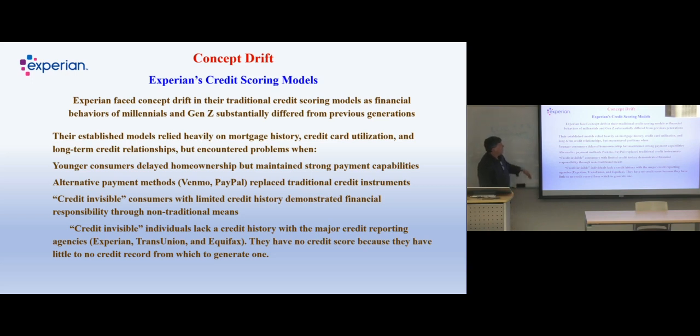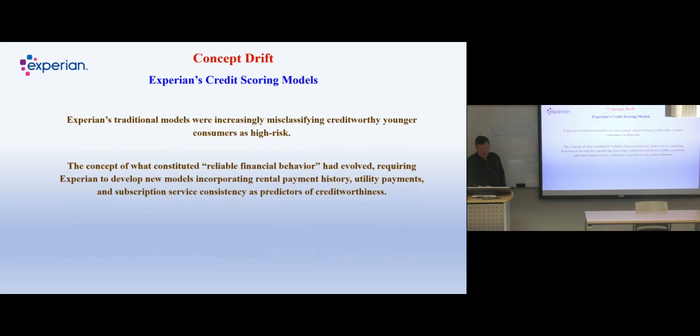But this is an interesting look at generational problems. I had not thought about it until I saw that. And they were absolutely misclassifying you guys as younger consumers, high risk. So look what you had to do. You got new models: rental payment history, utility payments. I had not thought about that. Y'all have utility in your name, or do your folks keep it in their name? Just curious. And then subscription service consistency. Every one of you has subscriptions, and I had not thought about that. So those are predictors of creditworthiness.